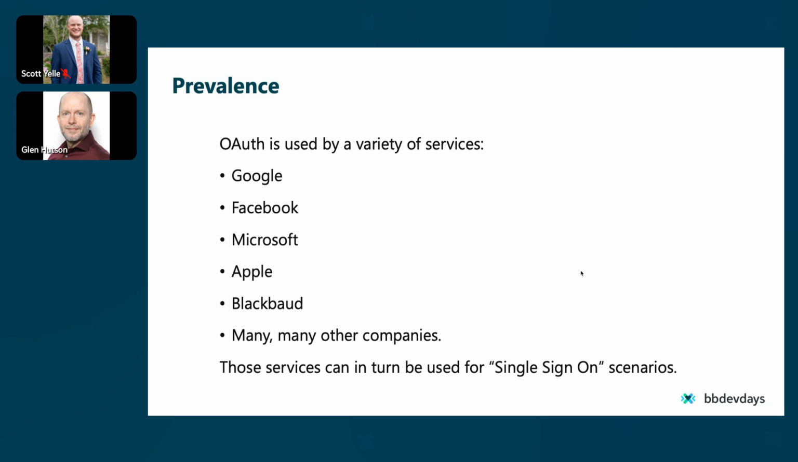The prevalence of OAuth is used by a variety of services: Google, Facebook, Microsoft, Apple, Blackbaud, many other companies. This is becoming more and more one of the prevalent ways to do authentication, not only to services but also APIs in general. I have seen places that are doing something as simple as an API key, but a lot of organizations, especially larger companies, use what was called OAuth here.